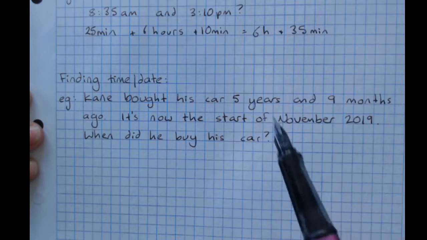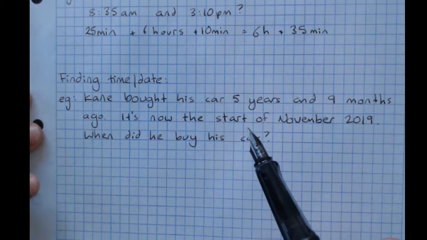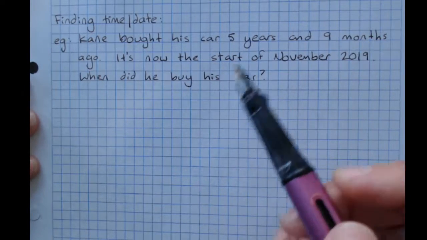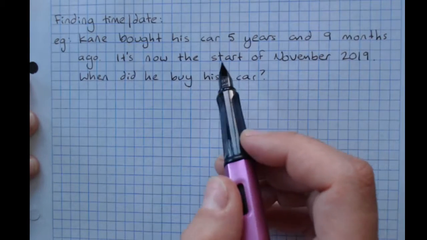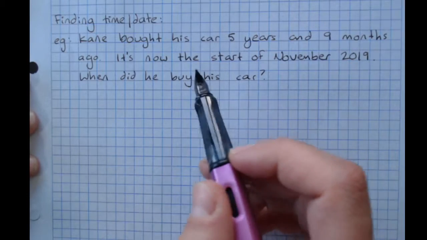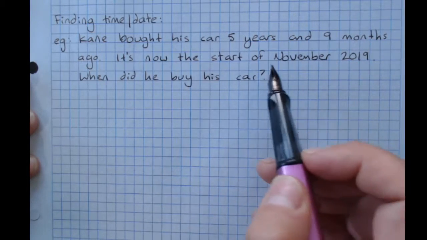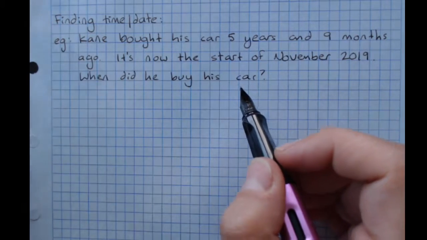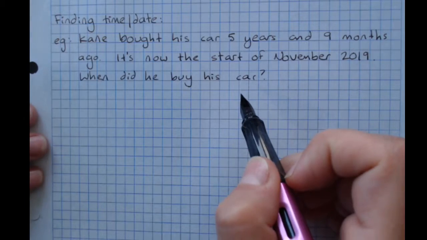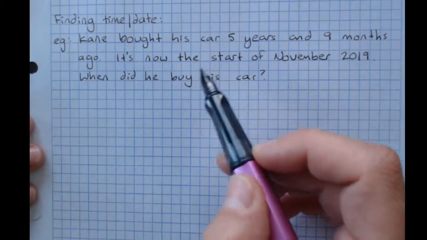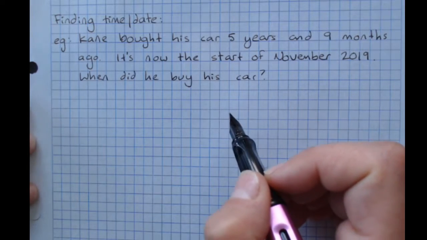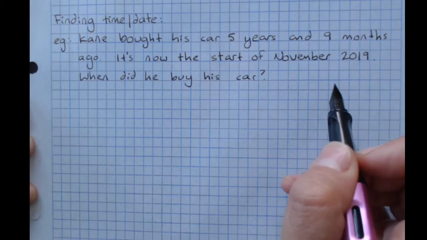Now you can start with the months or the year. It doesn't really matter. You'll get the same answer either way. So we won't get an exact date because they haven't given us an exact date here. They've just said it's now the start of November 2019. So we won't get too exact. If they did give us an exact date, we could work out the exact date, assuming that this was an exact amount of time. So it's November 2019.